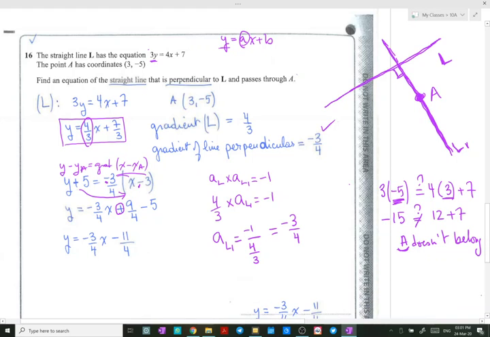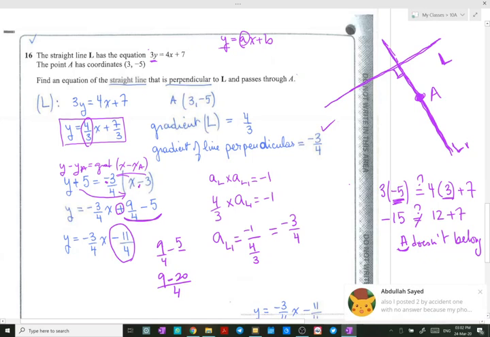When you take the common denominator, you're going to get 9 over 4 minus 5 over 1. The common denominator gives 9 minus 20 over 4, which is equal to minus 11 over 4. Therefore, the equation of line L1 is y equals minus 3 over 4 x minus 11 over 4, which is the line that's perpendicular to L and passing through A.